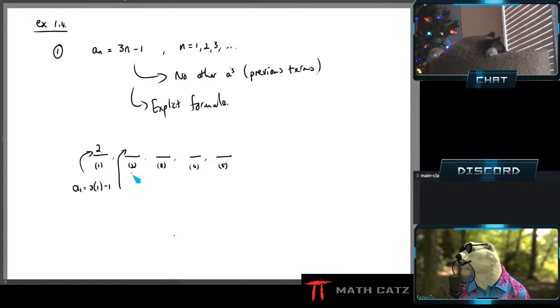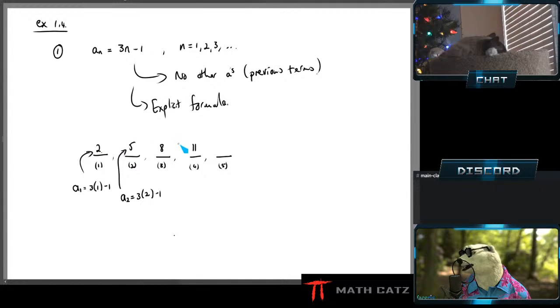Find this one, second position. That is A2. n is equal to 2 for my immediate purposes now. 3 times 2 minus 1 is 5. Next position is 3. Plug it in. 3 times 3 is 9, minus 1 is 8. Next position is 4. 3 times 4 is 12, minus 1 is 11. Next position.